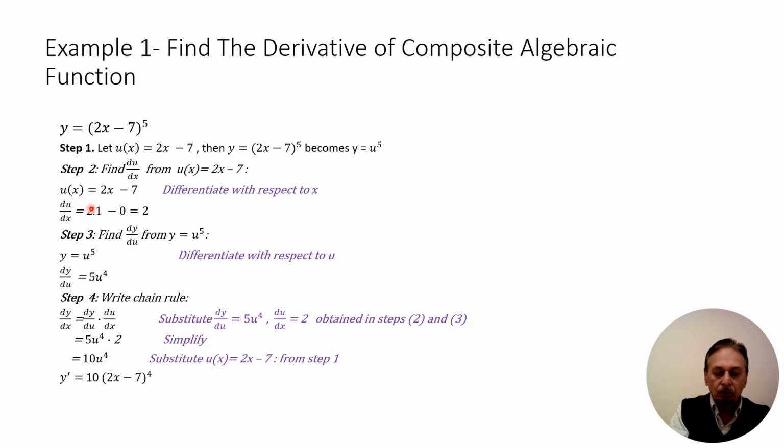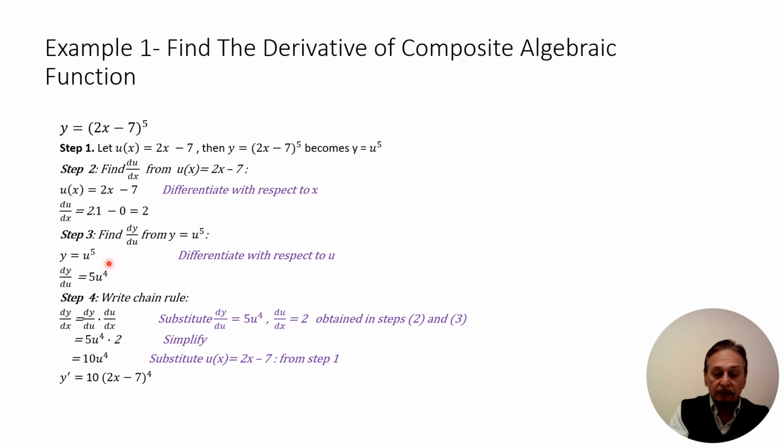Step 2, we're going to find du over dx from u equals 2x minus 7. So let u equal 2x minus 7. We differentiate with respect to x. So u becomes du over dx, and 2x becomes 2 times 1, because x is the identity function and the derivative is 1, minus 0, because the derivative of 7 is 0, because 7 is constant. Then we simplify: 2 times 1 minus 0 becomes 2.